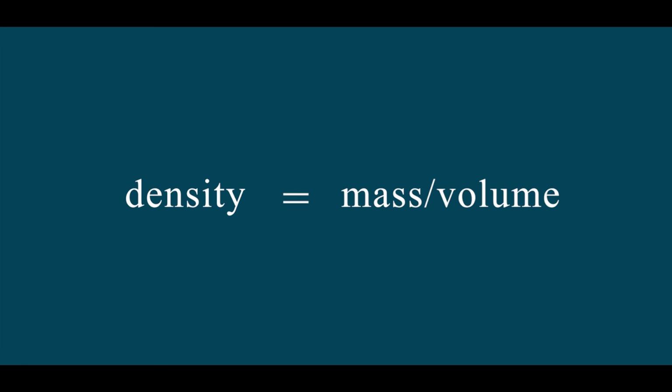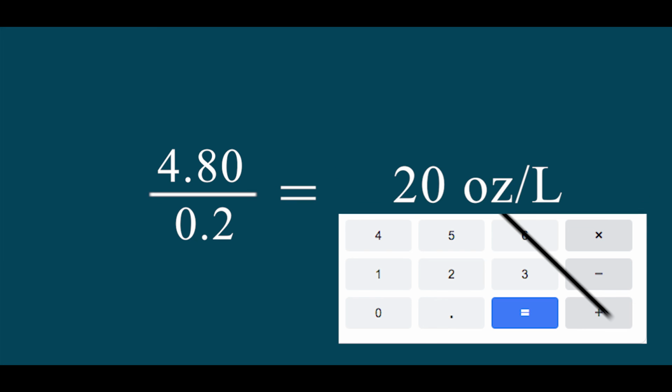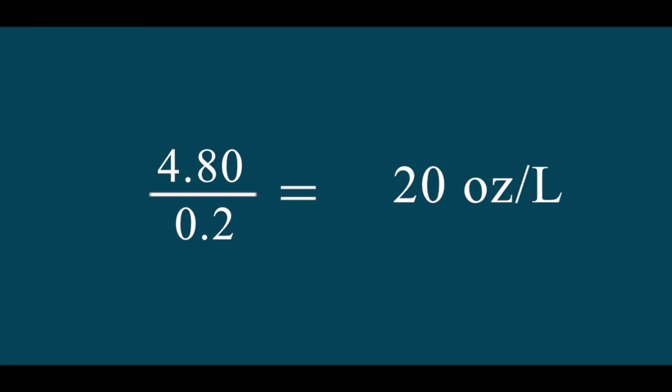Density is equal to mass over volume, so I'm going to divide 4.80 ounces by 0.2 liters. The calculator gives me the answer of 24 ounces per liter, but now I must ensure that my sig fig count is correct. My ounces have 3 sig figs, but my liter only has 1 sig fig, so I must demote my final answer to its rightful place of 1 sig fig, becoming 20 ounces per liter.